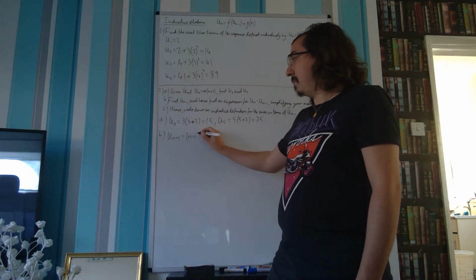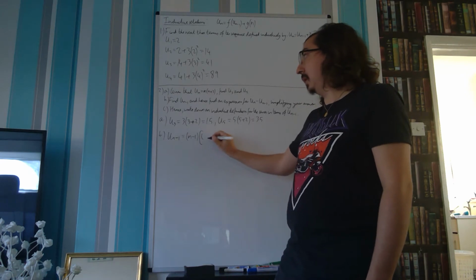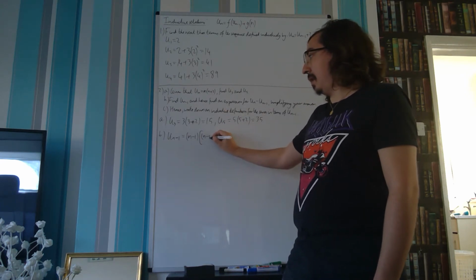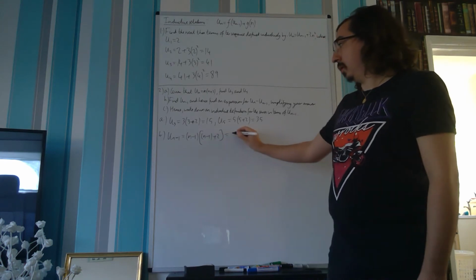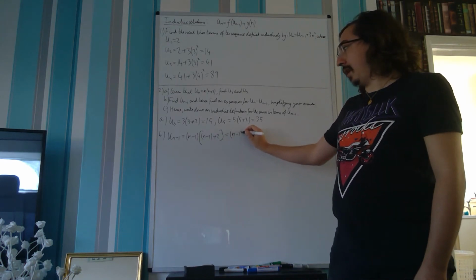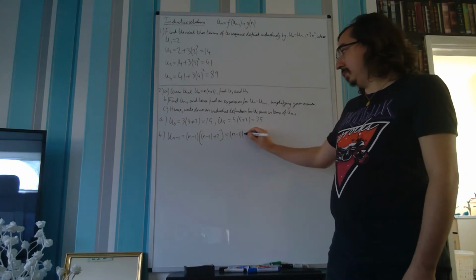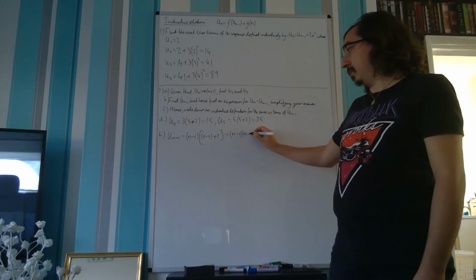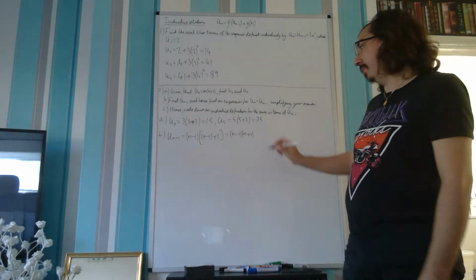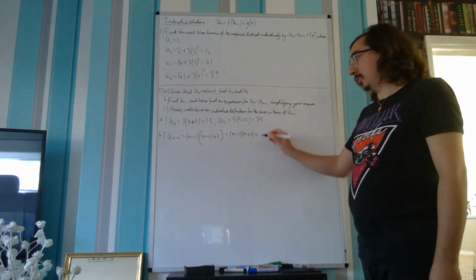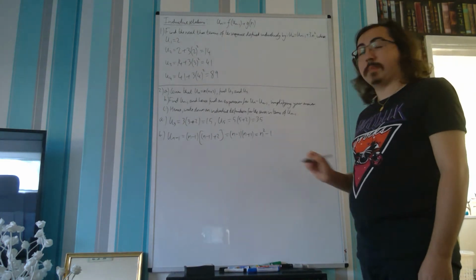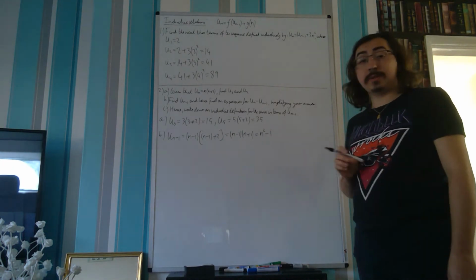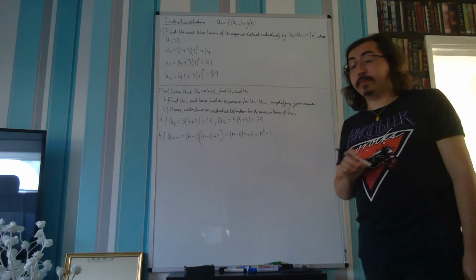So we have n minus 1 times, in our brackets, n minus 1 plus 2. If we simplify this, we have n minus 1 times n minus 1 plus 2 gets us plus 1. And if we expand those brackets, we end up with n squared minus 1. So that's our expression for un minus 1.